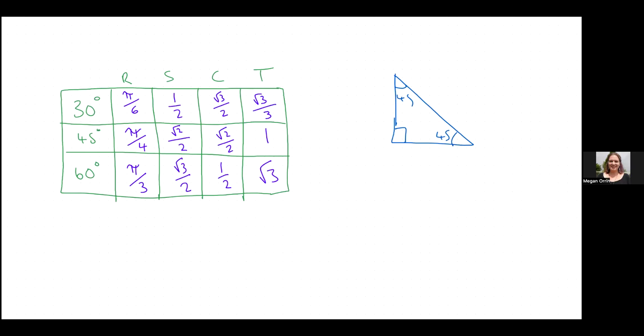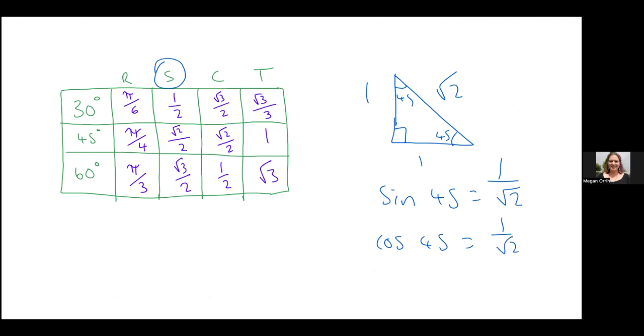So if I want to do sine, sine of 45 is going to be my opposite over hypotenuse, which rationalized is √2 over 2. Cosine of 45, again, is going to be my adjacent over hypotenuse, which is the same thing. And tan of 45 is going to be 1 over 1, which is 1. That's why these work. That's why it's √2 over 2, √2 over 2, 1, right?